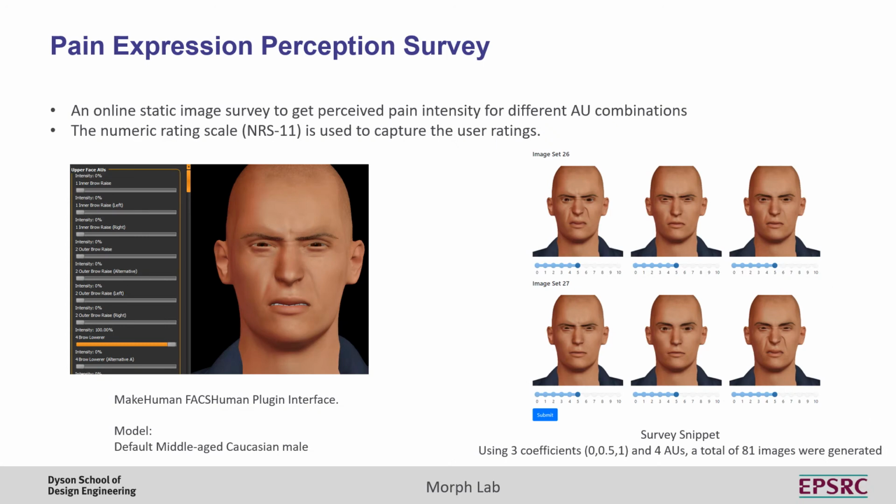We developed an online survey to get people's ratings on pain intensities of 81 images with different action unit coefficient combinations. These images were generated using the MakeHuman FACSHuman plugin and a middle-aged Caucasian male model. The coefficients we used were 0, 0.5, and 1, and the 4 action units were the same as the ones mentioned previously.